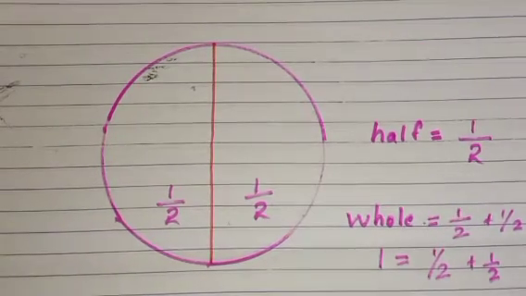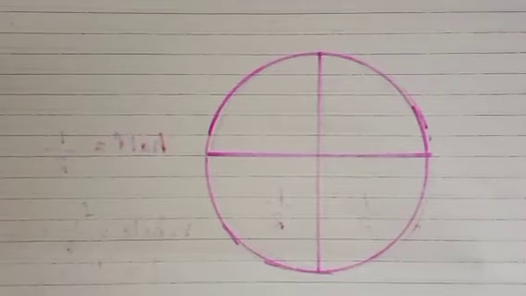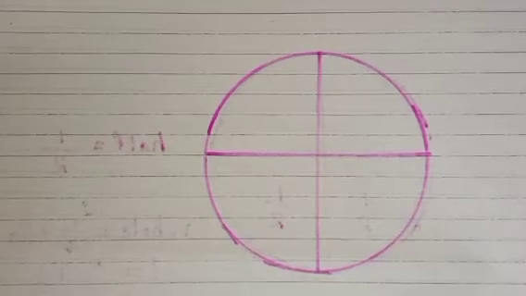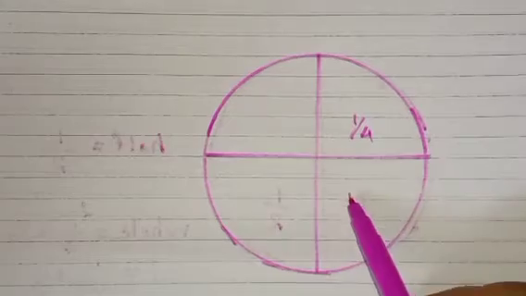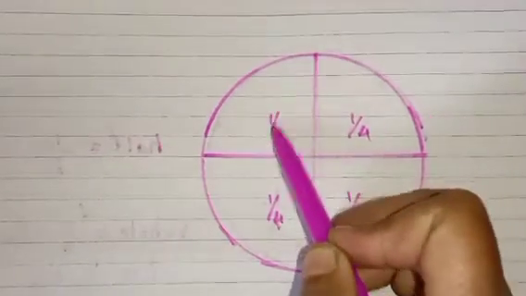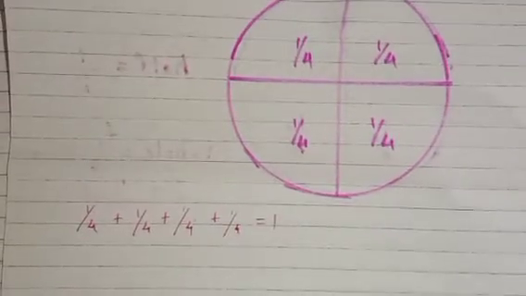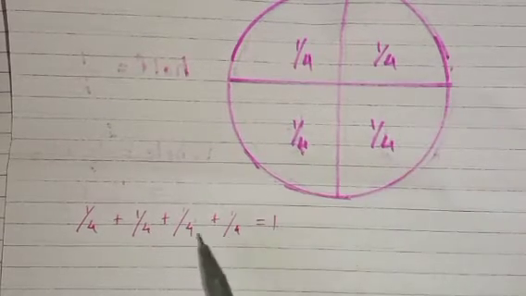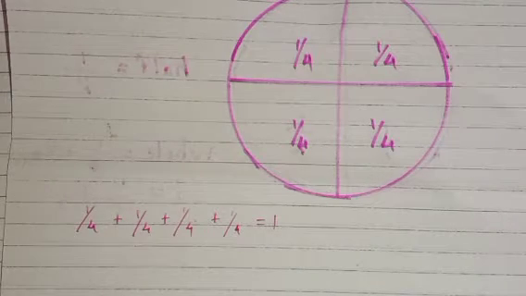Then again we can divide this circle into 4 parts. So how will you write? This is 1 by 4 part, and this is also 1 by 4, and this is also 1 by 4, and this also 1 by 4. Then we can write 1 by 4 plus 1 by 4 plus 1 by 4 plus 1 by 4 equals 1. That is this full part.